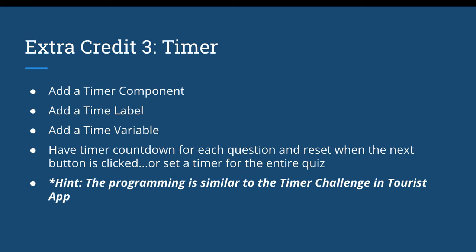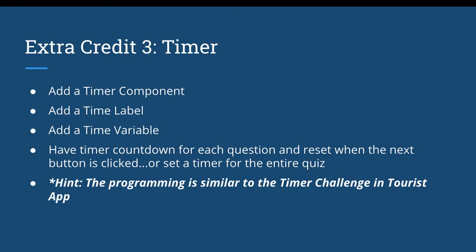What the timer is going to do is you can have a defined amount of time to answer a question or a defined amount of time to take the quiz overall. So you'll add a timer component. You should probably have a timer variable and a timer label so that the user knows how much time they have left. And then you'll set a timer countdown, and at the end of the countdown you may switch questions, or you could just have an overall countdown that checks for the entire quiz.